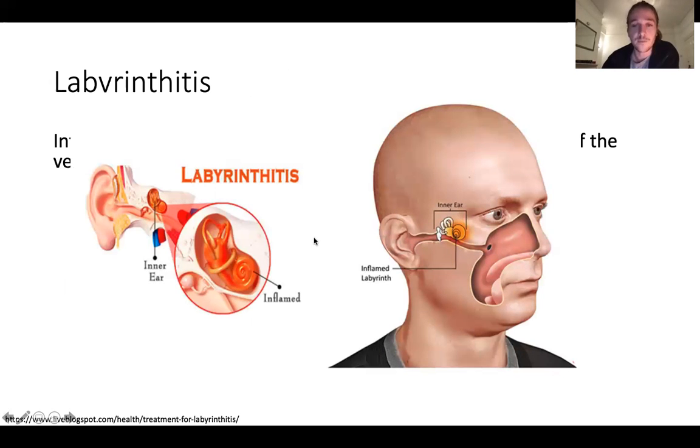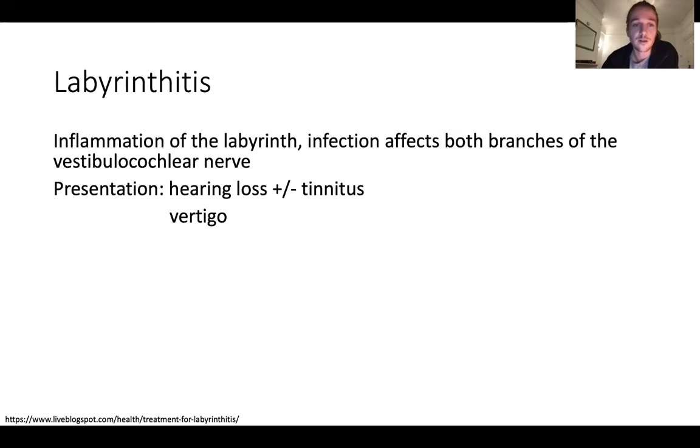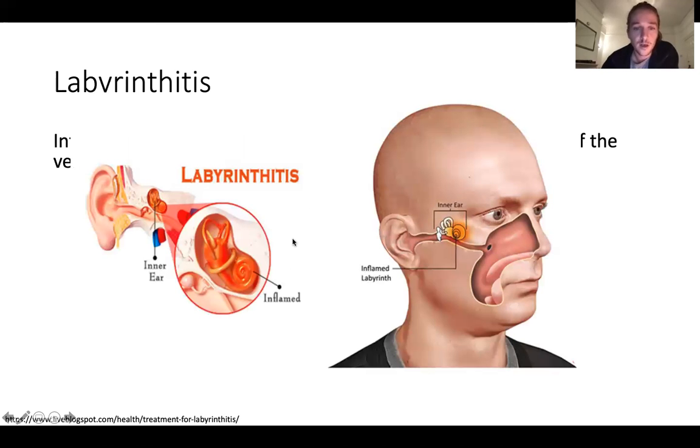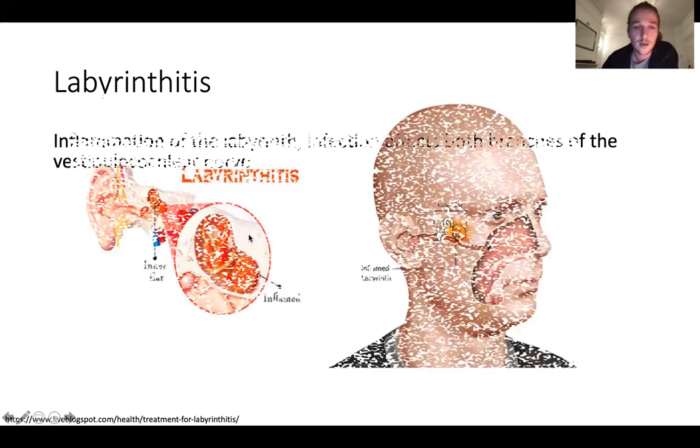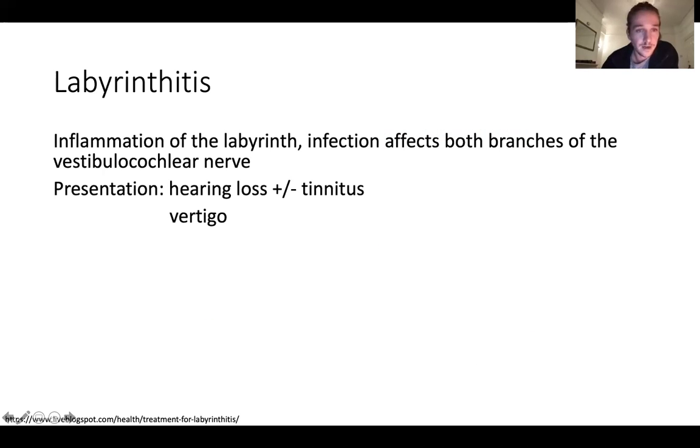So this is the way to tell between these two conditions, because although both present with vertigo, labyrinthitis is the one that presents with hearing loss and tinnitus. And this is because you have the cochlea that's infected or affected as well. So if you have a cochlea affected, it's more likely to be a whole labyrinth problem. And then that's why they have hearing loss.